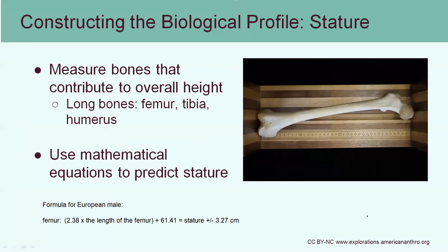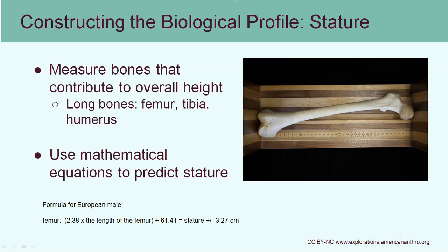Next, let's figure out the stature of the individual. That's basically how tall they were. We can figure that out using the long bones of the body, because there are certain proportions that we expect to see in a normal human skeleton. So if you measure the length of the femur, tibia, and humerus, you can input that data into a mathematical formula, which will give you a fairly accurate estimation of the height of that individual.